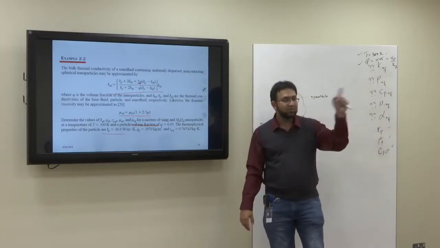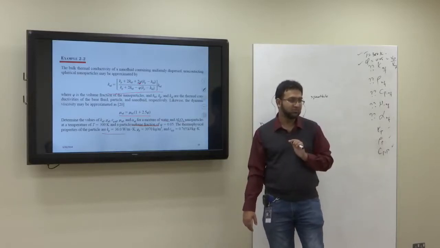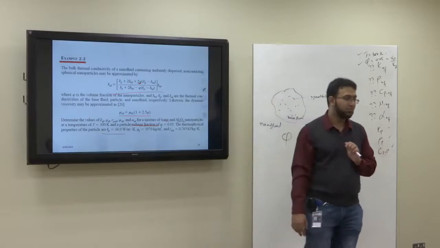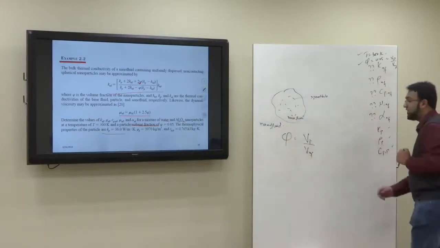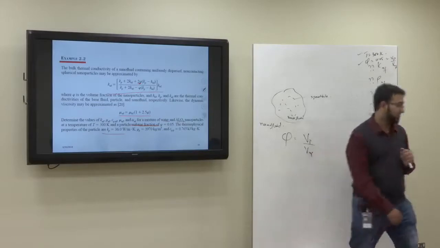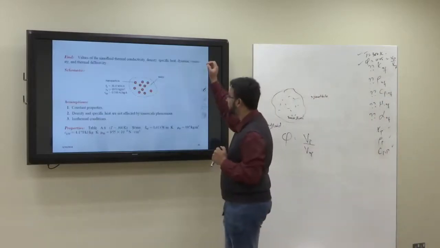So for water, the properties at 300 Kelvin you can get from the appendix, right? For water? Oh, yeah, we need all properties for water. Okay. So if we go there, okay.